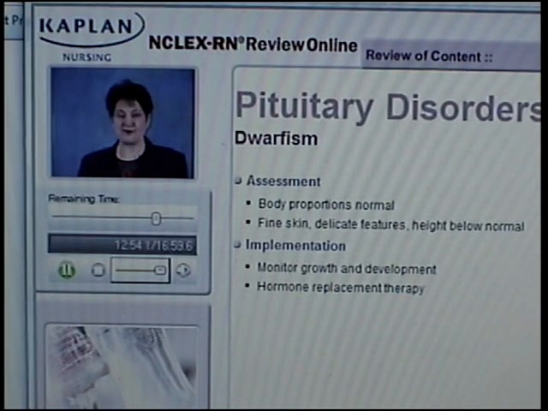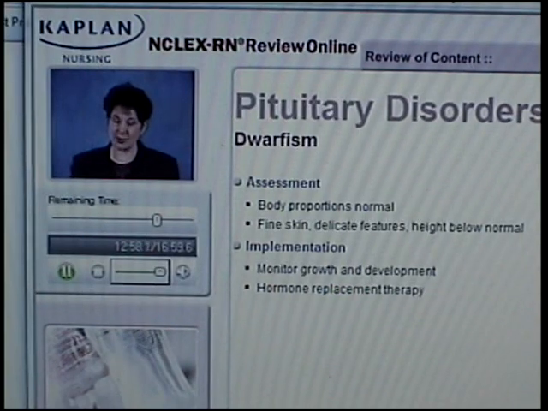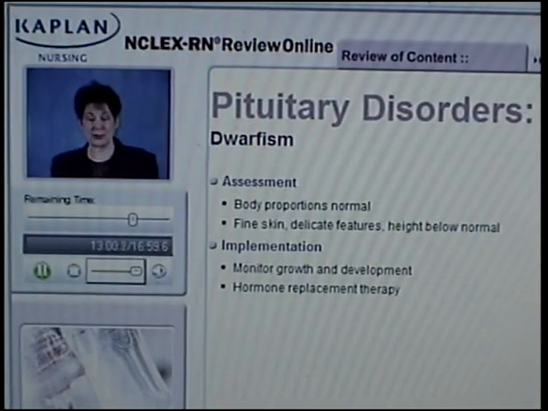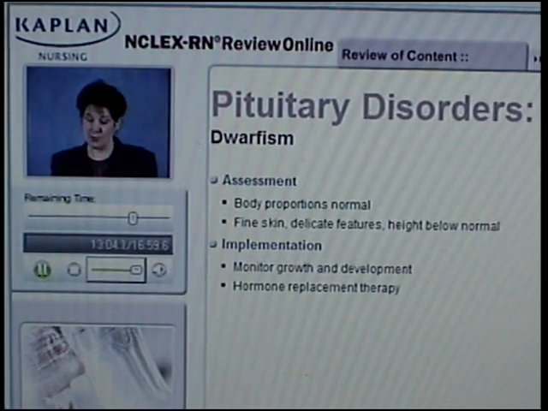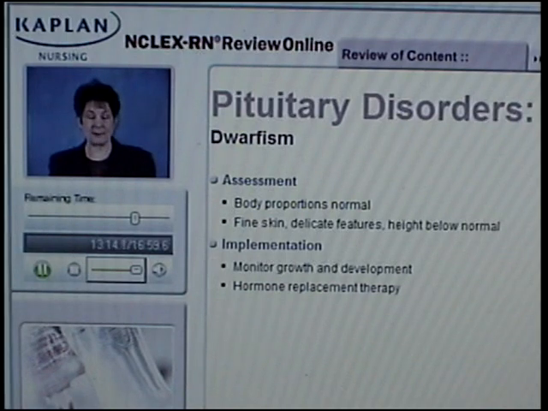Okay, we're going to leave what we've been talking about with blood disorders, and we're going to now talk about pituitary disorders. And the first one we're going to talk about is dwarfism. With dwarfism, you have a hyposecretion of growth hormone, and this occurs before maturity. The thing to remember between dwarfism, and then we're going to talk about acromegaly.